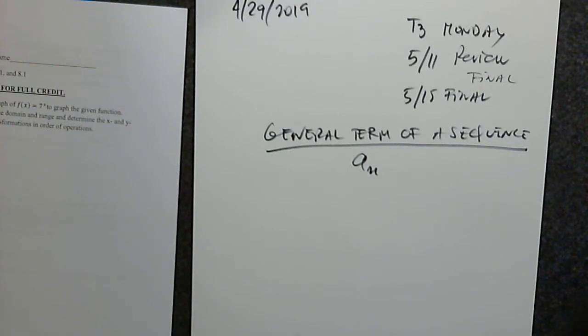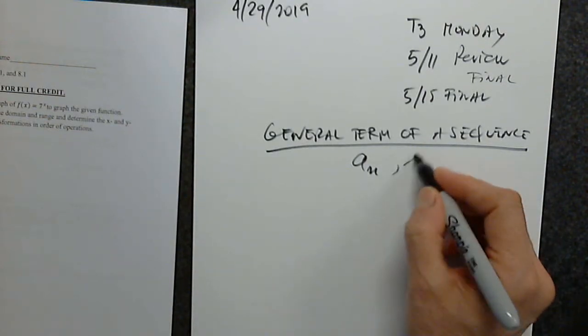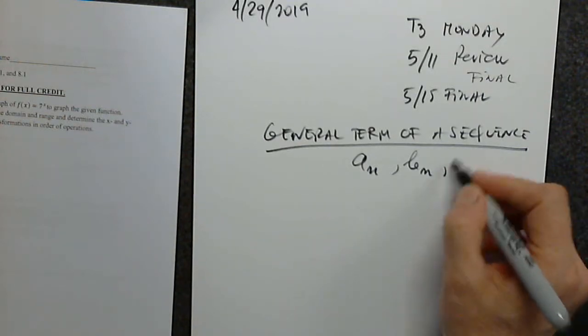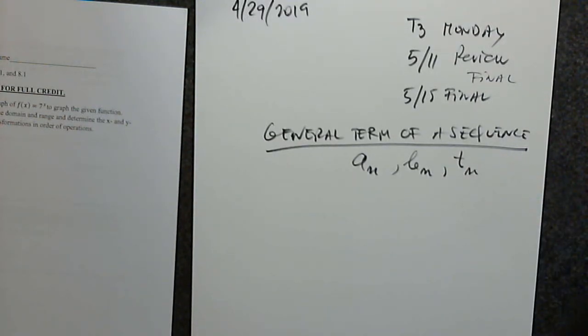And you can say, what if it's a sequence in B? Okay, it will be denoted by b_n. What if it's a sequence in T? Okay, fine, it's going to be t_n. It doesn't matter. The letter is not important. But that's the general notation for the general term of the sequence. In other words, we plug in 1 to find the first term, we plug in 2 to find the second. And I'll illustrate this in a minute.